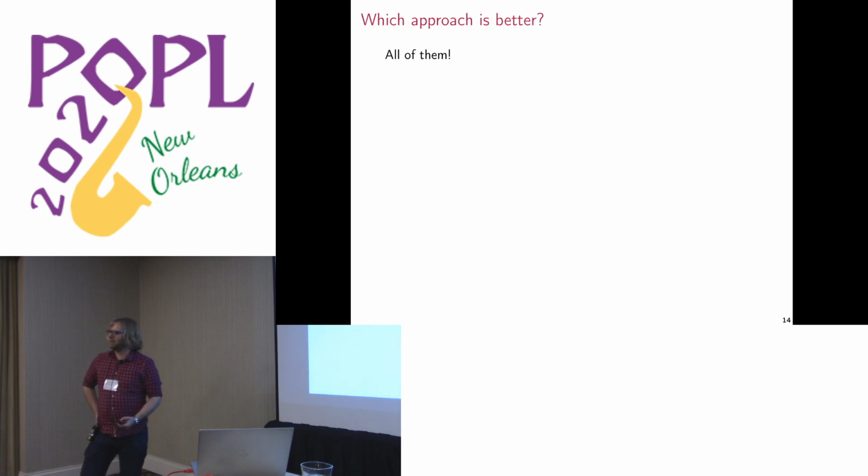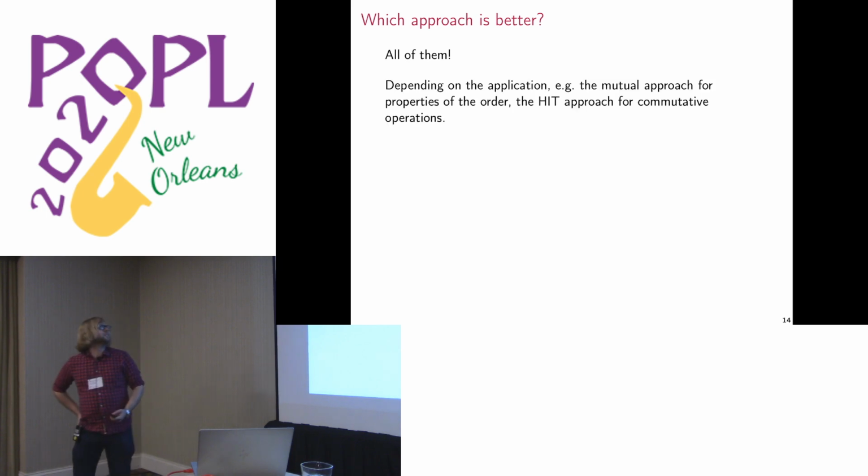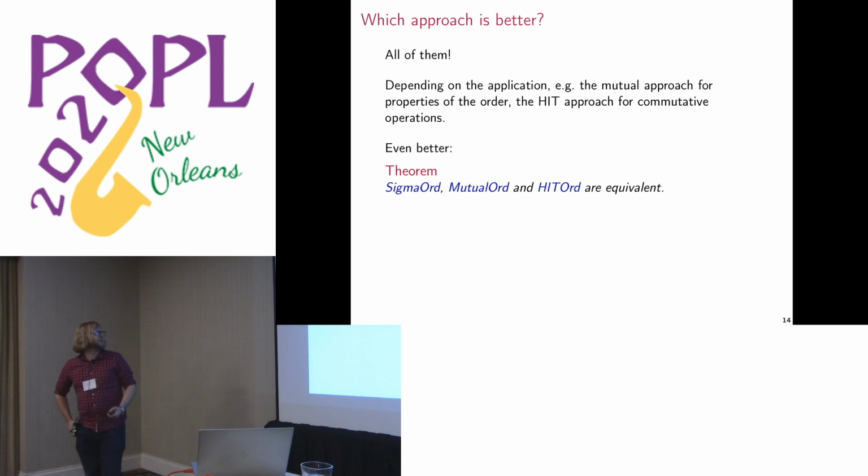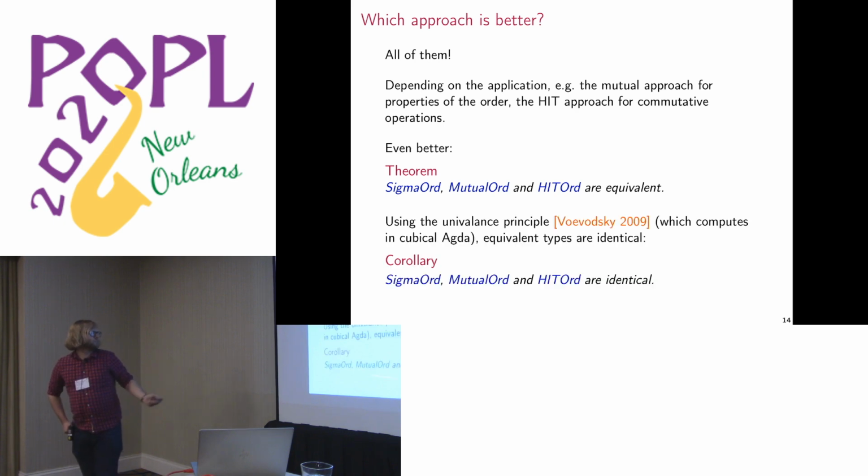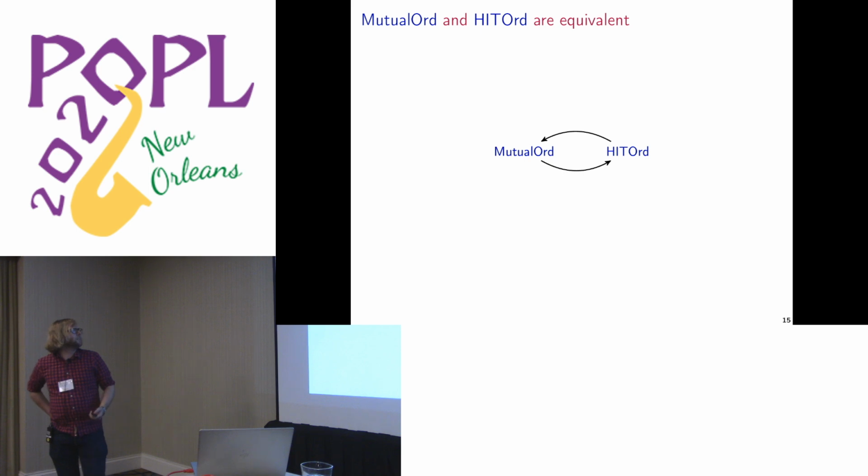So I've kind of spoiled this in the title of the paper, which says that they're all equivalent. Right? But I do want to stress this, that depending on what you want to do, the mutual approach might be much easier to work with, or the hit version might be much easier to work with. Right? And then what you do, you prove that they are equivalent, which by univalence means that they are equal, which means that you can actually transport operations between the different representations. Right? So how does the proof work?